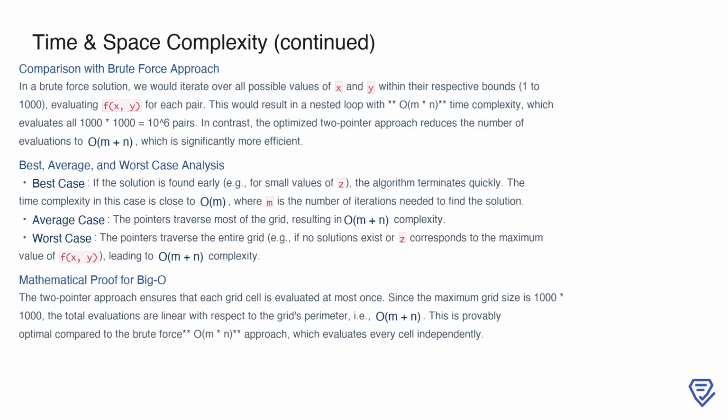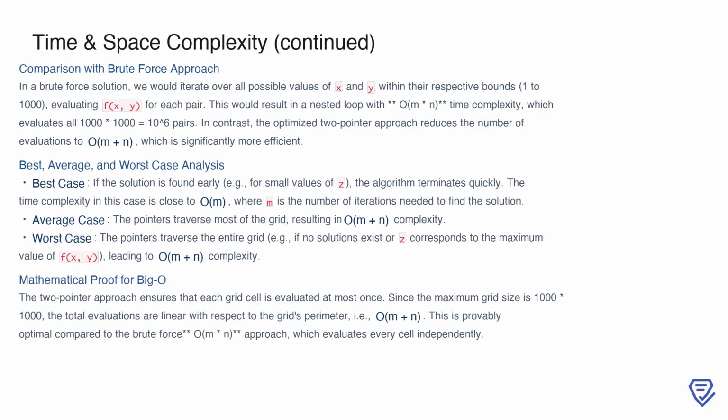Examining the best, average, and worst-case scenarios, in the best case, the solution is found early, requiring fewer iterations, which makes the complexity close to O(m). On average, the pointers traverse a large portion of the grid, leading to O(m plus n). In the worst case, the pointers cover the entire grid, such as when no solutions exist or z corresponds to the maximum value of f(x, y), still maintaining O(m plus n).